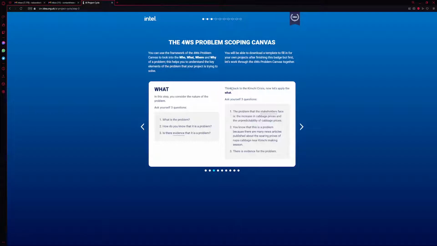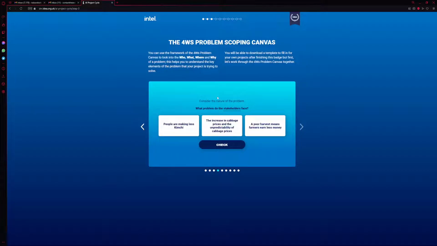Now let's apply the what. Ask yourself three questions. What is the problem that the stakeholders face? The farmers and people buying Napa cabbage to make kimchi face an increase in cabbage prices and the unpredictability of the cabbage prices. You know that this is a problem because there are many news articles published about the soaring prices of Napa cabbage near kimchi making season. There is evidence for the problem.